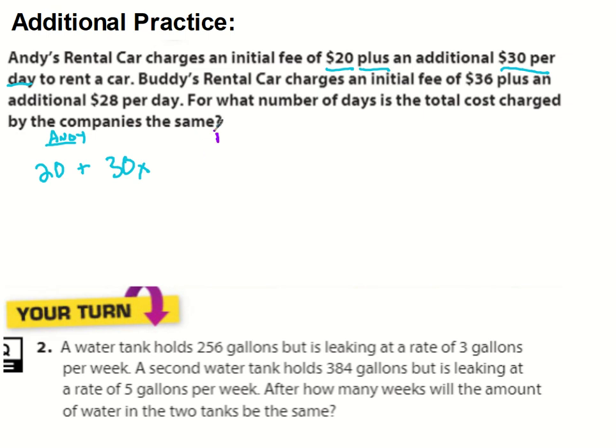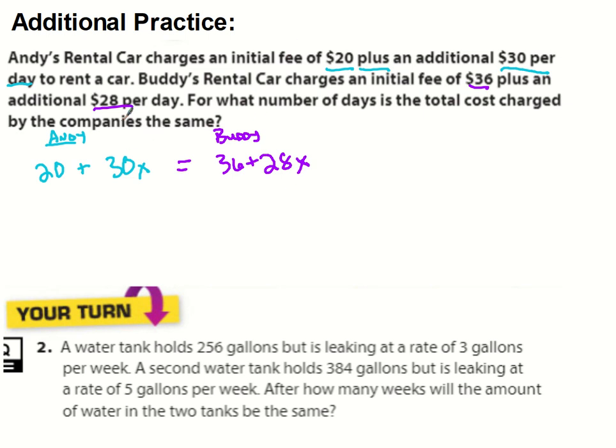Okay, well, Buddy, they charge an initial fee of $36 plus $28 per day. So that's 28x. So I have Andy and I have Buddy. This is how much they charge. Well, I want to figure out for what number of days is the total cost the same. So when it's the same, we're saying for what number of days are these equal to each other. So there's my equation. I'm looking at seeing when is Andy's cost the exact same as Buddy's cost.